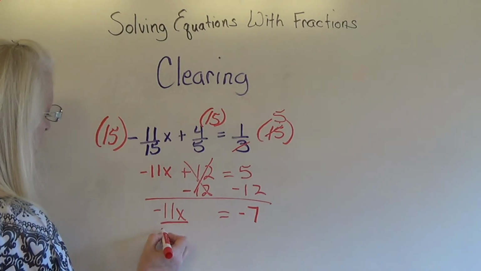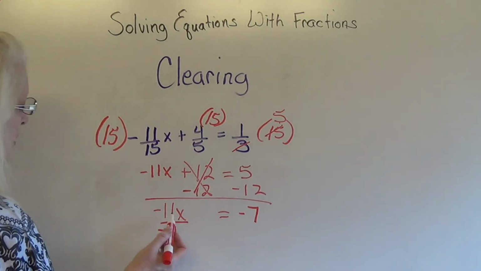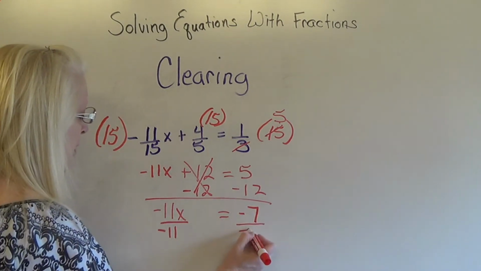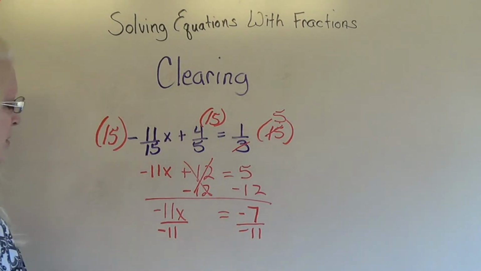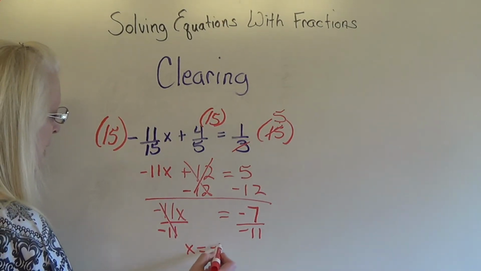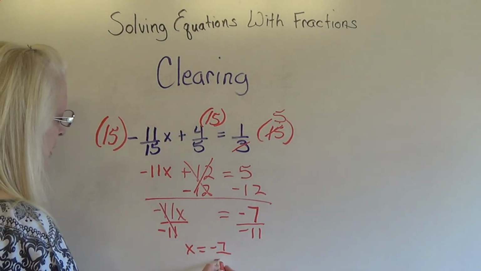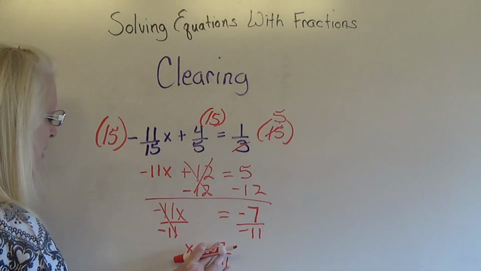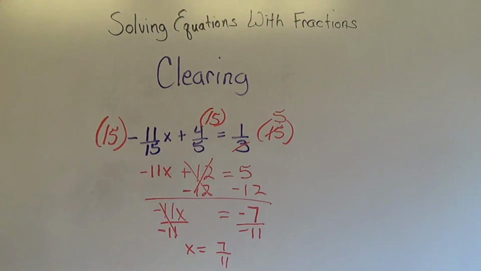And now I want to get x by itself. So I'm going to take whatever was in front of x, negative 11, and I'm going to take that on the other side through division. That cancels out, and I get x equals negative 7 over negative 11, and 2 negatives. That's even, so that means that that fraction is going to be positive.